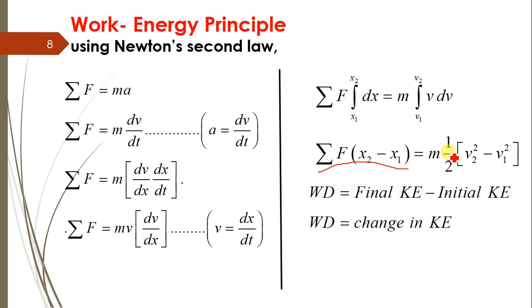Similarly, half of m v square is nothing but the kinetic energy. As v2 is the final velocity, this will be the final kinetic energy, and v1 is the initial velocity, so half m v1 square is the initial kinetic energy. Therefore, work done is equal to change in kinetic energy, and this is called the work energy principle. That means work done is equal to final kinetic energy minus the initial kinetic energy.